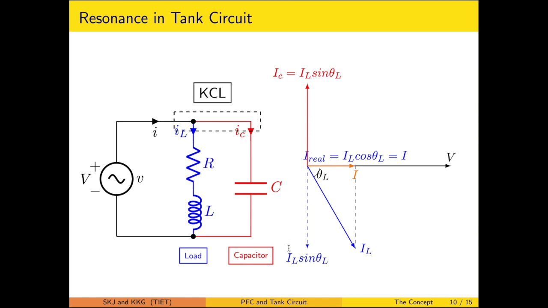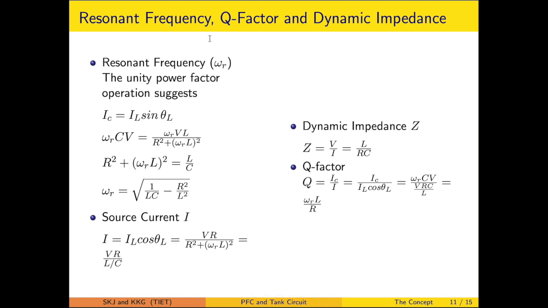However, the condition for the resonance is the same, that IL sine theta L has to be equal to IC. Now please recollect that IC is depending on the frequency. So j omega CV is the actual expression of the IC. Similarly, you will find the IL sine theta L. So that particular is giving rise to the frequency dependency. So under the resonance condition, IC has to be equal to the IL sine theta L. This particular will be the IC, this will be the IL sine theta L expression.